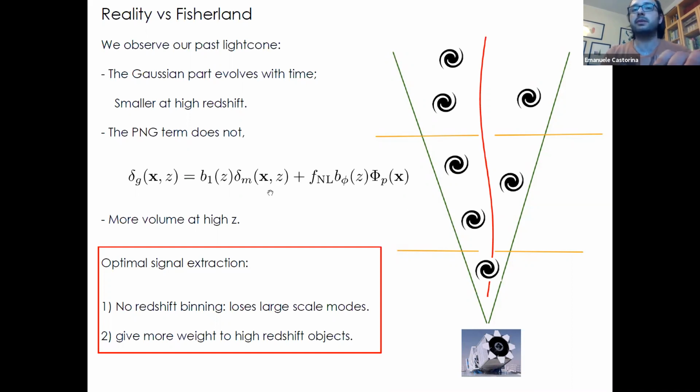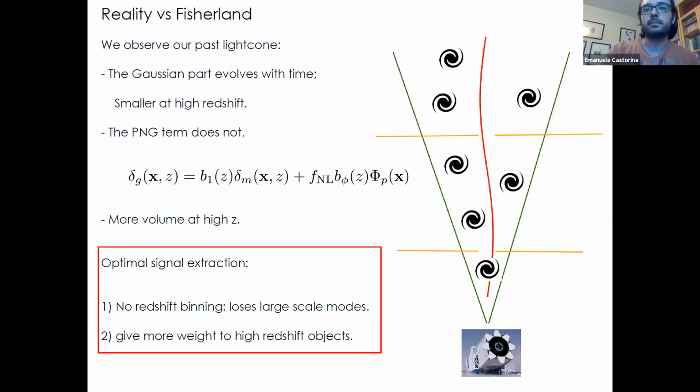This Gaussian piece in particular decreases with time. This is just the growth of structure. And also at high redshift, we do have more volume. So naively, what you would do in order to do the best possible analysis is not bin your data, because you're looking at very large scales. So you do not want to bin your data and not account for the cross correlation within the different redshift bins. And also, given this fact, we want to give more weight to the galaxies which are further away from us than the ones which are closer to us, because that's where the primordial non-Gaussianity signal is the largest.